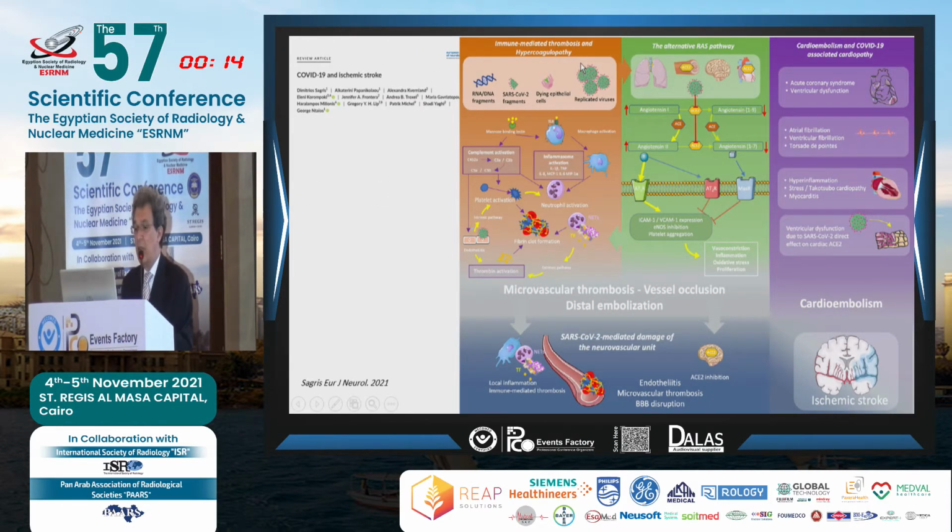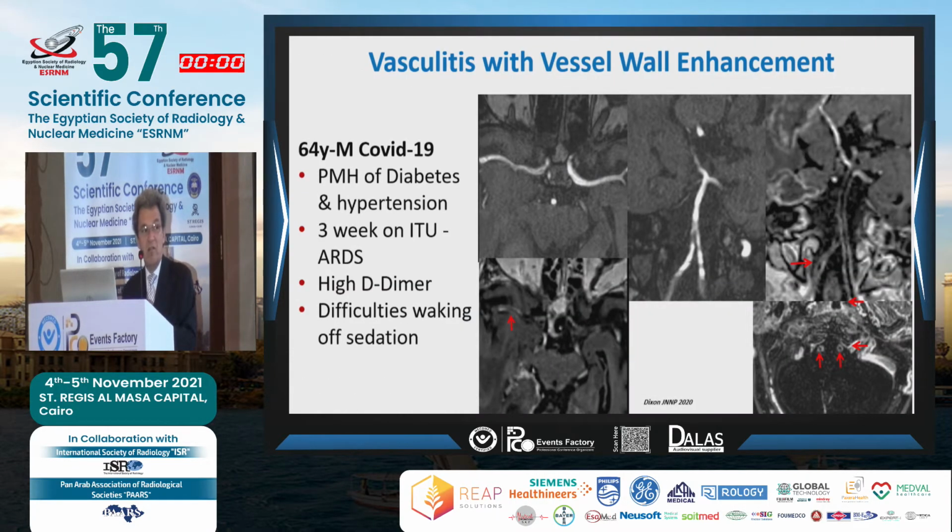This is again to underline the possible mechanisms. You can have hypercoagulopathy, you can have alteration of the renin-angiotensin system, or cardioembolic manifestation. And vasculitis is something, of course, that we can identify if you use the right tools, if you think about it. So MRA is not ideal for this.